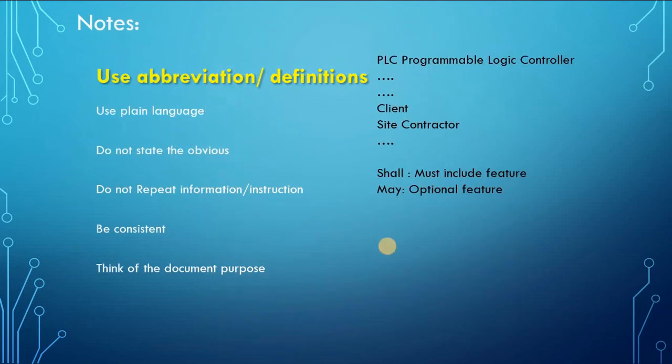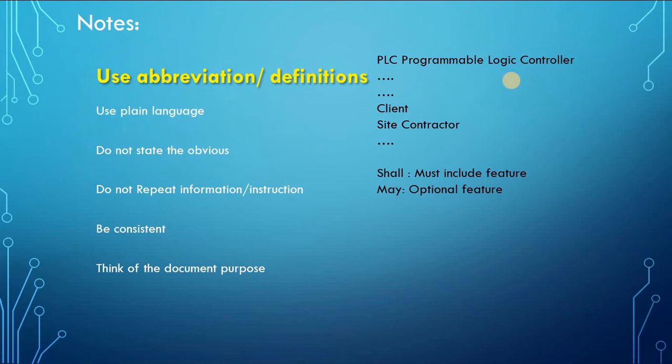So this is to summarize and put some small notes for you to maybe use. The first thing is try to use abbreviations and definitions. Now the abbreviations may be helpful for the guys who use the document later on. So PLC is always referring to Programmable Logic Controller, DCS, and so on. But also you can define when you say client, site contractor. What do you mean by site contractor or client?